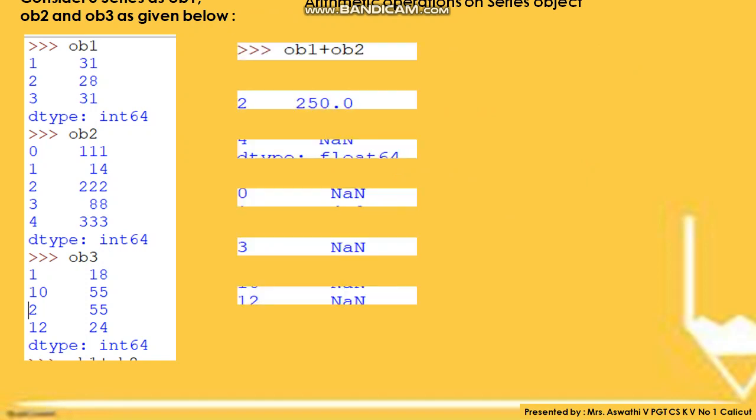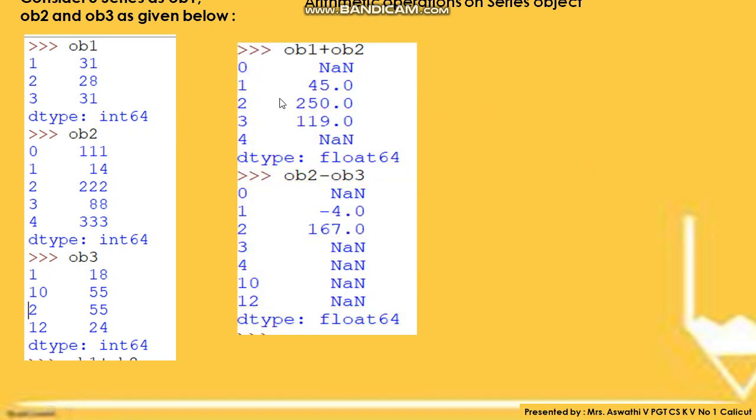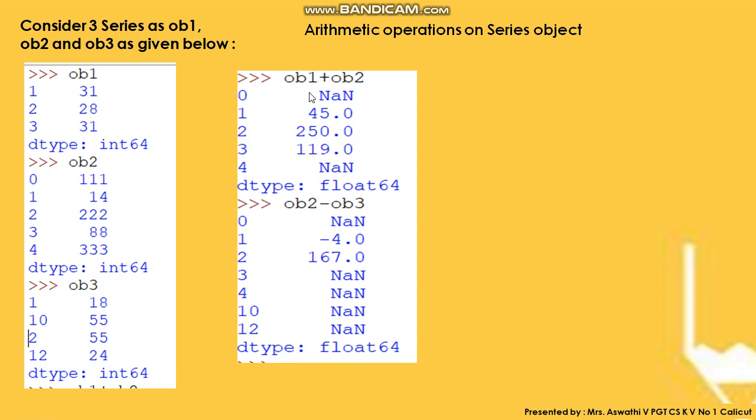We consider these three series. What will happen if we are giving OB1 plus OB2? Please have a close look. Look at OB1, index values 1, 2, 3. OB2, 0, 1, 2, 3, 4. Now, which are the matching indexes? 1, 2, 3 is common, isn't it? So, for 1, 2, 3, all will be added. Okay, corresponding values will be added. That means 31 plus 14, then 28 plus 222, and 31 plus 88, that will be added.